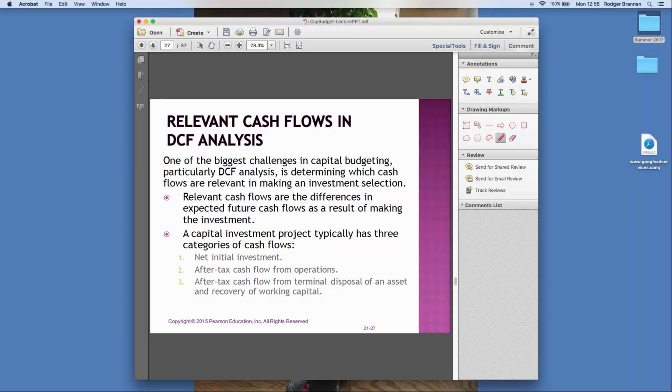Relevant cash flows, I think we've talked enough about. These are things that are going to make a difference: the cost of the machine, the cost savings, okay? The things that are going to be different between the status quo and, let's say, buying the new machine, or the status quo and this investment if we expand.